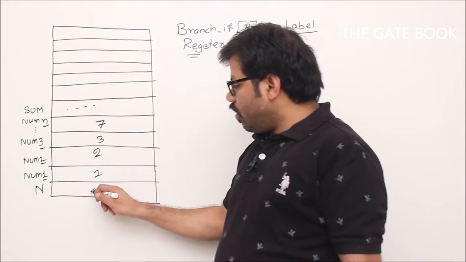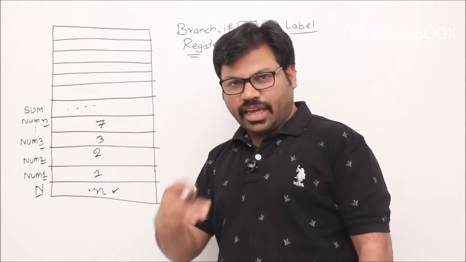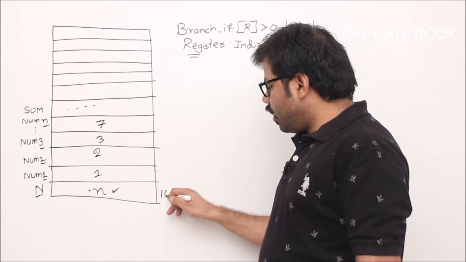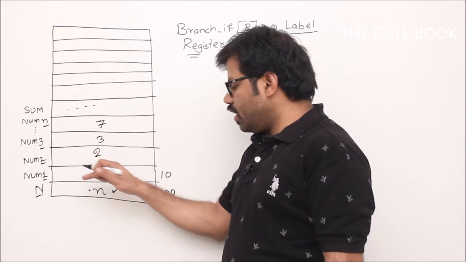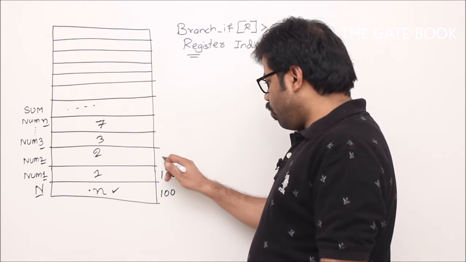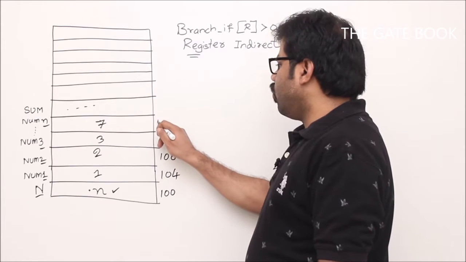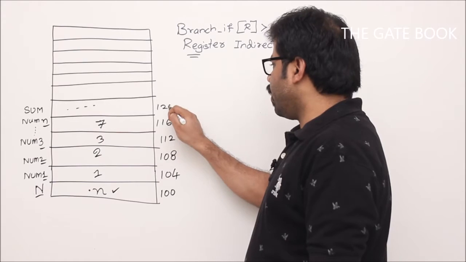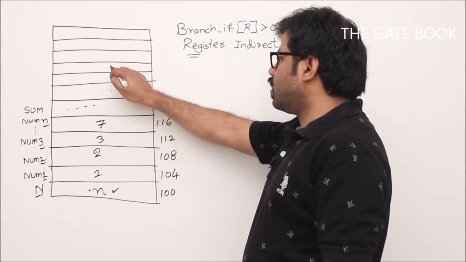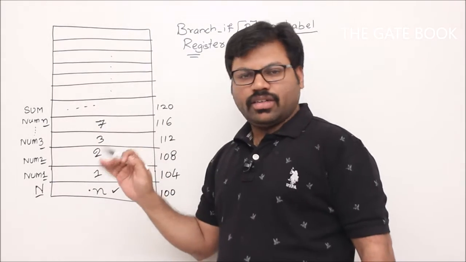Now every variable has a memory location. N is for us, like we will be using n, but it corresponds to some memory location 100. I am assuming that everything here is integer, occupying 4 bytes. So 100, 104, 108, 112, 116 in that way. Sum is 120. Now we have to write the remaining instructions so that all these values will be added. That is a separate story.